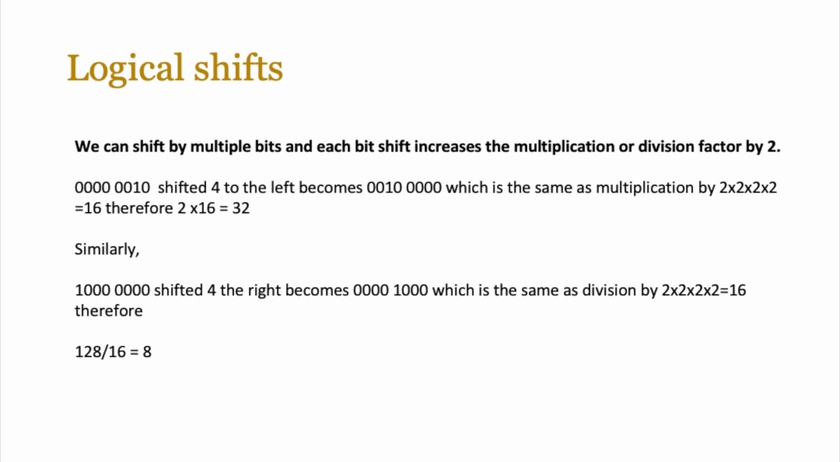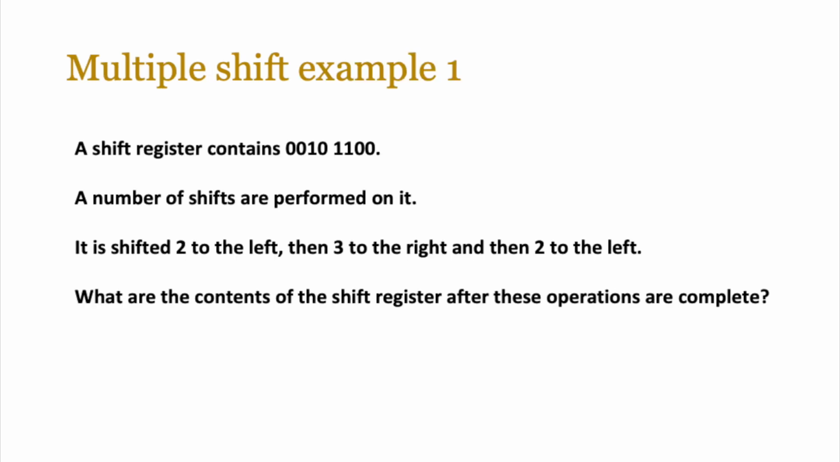And similarly, we can do that division. So in this case, we've got 128 shifted 4 places to the right, which becomes 00001000, which is the same as division by 16. So 128 divided by 16 is 8, which is what the binary gives us. So pretty straightforward. Do pause and do check the maths yourself if you're not sure. Of course, you can play around with multiple shifts here as well.